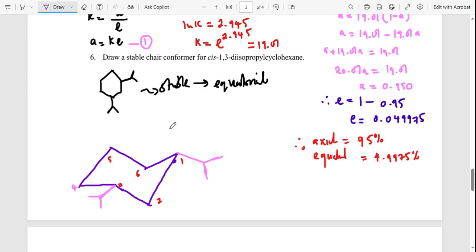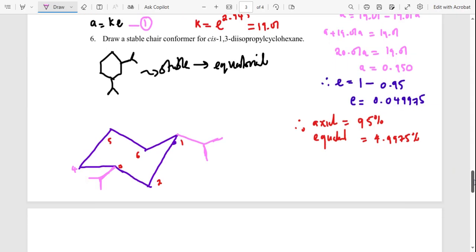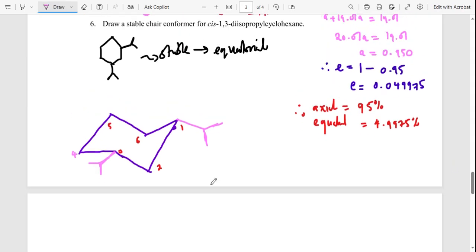If one of them was in the axial, because we can draw 4 possible structures where one group is in the axial and the other in the equatorial, we swap them: the one which was in the equatorial goes axial, the one which was axial goes equatorial, or both in the axial or both in the equatorial. You can try writing the other structures that I've not drawn there. So this is the most stable, both groups are equatorial.